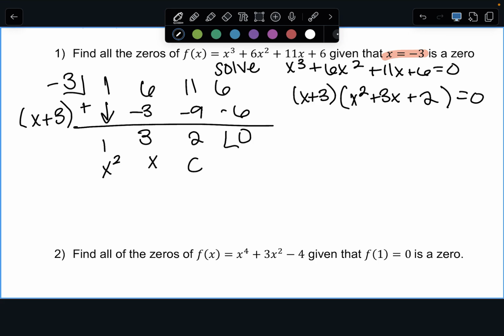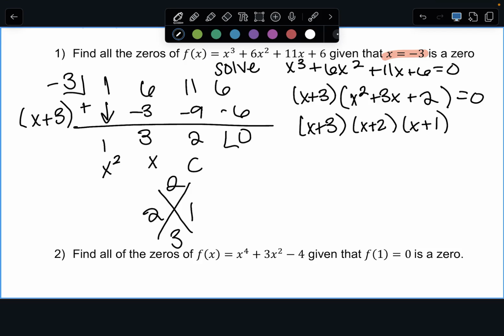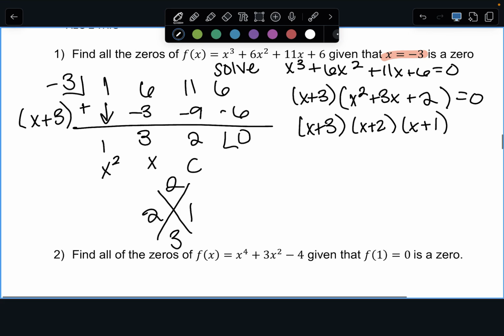What should I do with these 3 terms right here? X method. Multiply to 2 and add to 3. 2 and 1. Can I just rewrite this as x plus 2, x plus 1? Yes, because a is 1 and my exponent is only 2. So we get x plus 3, don't lose that factor, times x plus 2 times x plus 1. Still equal to 0.